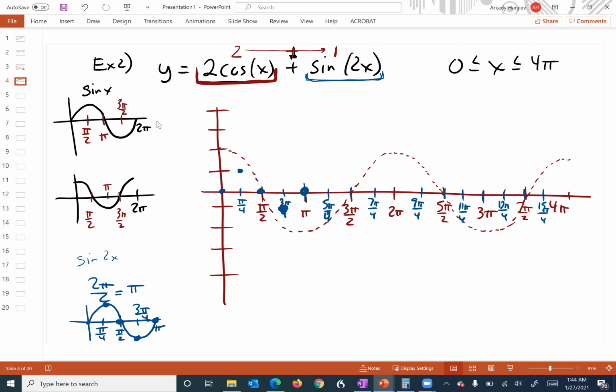I think I'm going to do these blue dots a little bit bigger. Okay, and then there it is. There's my first round. I'm going to have to do 4 cycles of this. So up to 1, to 0, -1, 0. Up to 1, 0, -1, 0. Up to 1, 0, -1. And back to 0. Okay.